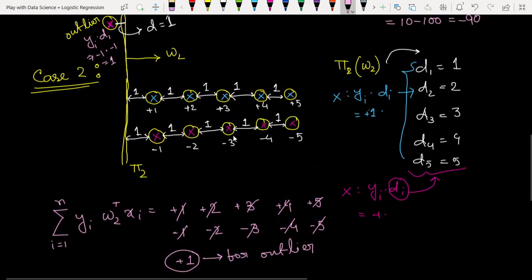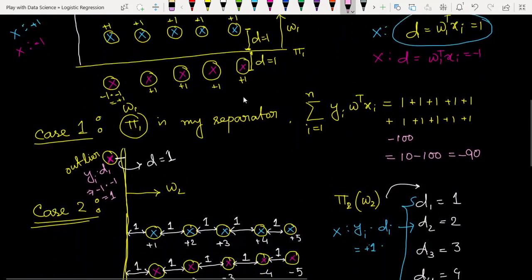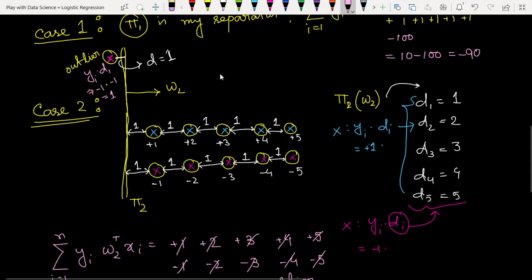So what is the accuracy of this point? In the previous case we got an accuracy of 10 by 11. Let's write it down clearly. What are our positive points here? 5 positive points, 5 negative points, and also we got 1 negative point.